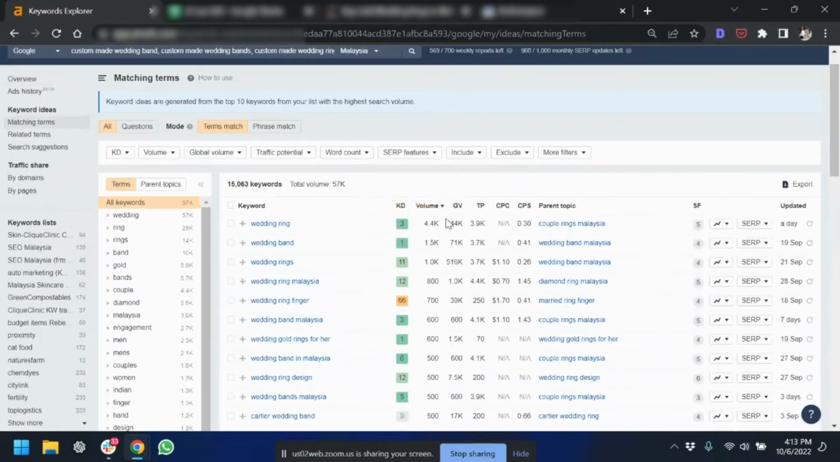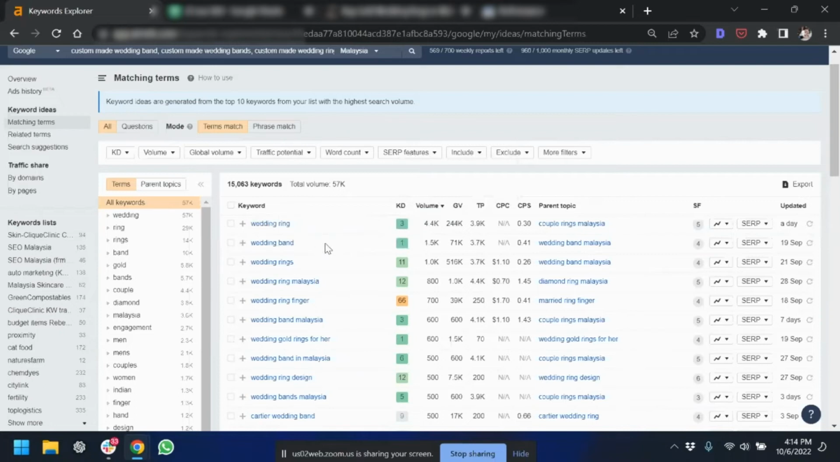In terms of volume in Malaysia, I think wedding ring and wedding band are also not too bad. But if you look at it, wedding ring seems to be the better one. In terms of volume in Malaysia, I have 4.4K. GV is 244K. So I think that one is fine. If the volume and whatnot is similar and the meaning behind them is also similar, in this case, I have wedding ring, I have wedding band.